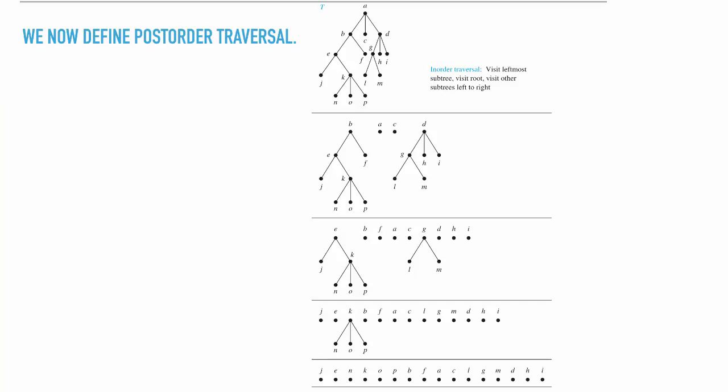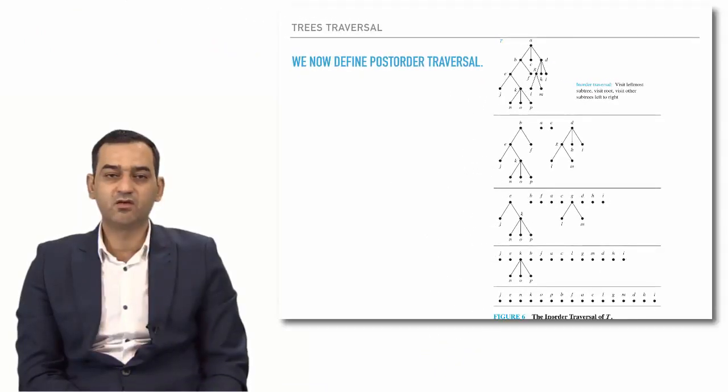The in-order listing of the subtree with root G is L, G, and M. The in-order listing of the subtree with root K is N, K, O, and P. Consequently, the in-order listing of the ordered rooted tree is J, E, N, K, O, P, B, F, A, C, L, G, M, D, and finally H and I. Figure 6 shows the pre-order, the in-order, and the post-order for this traversal tree.